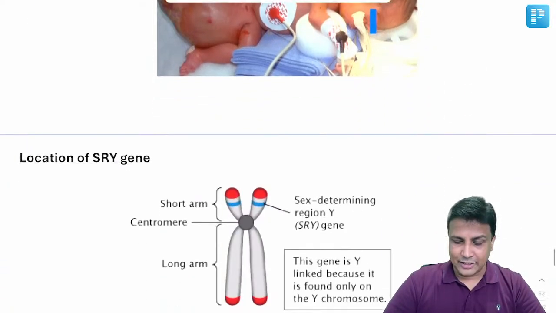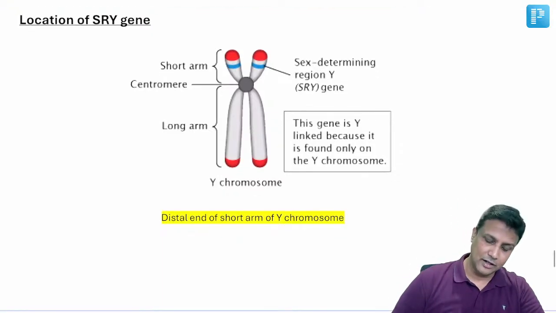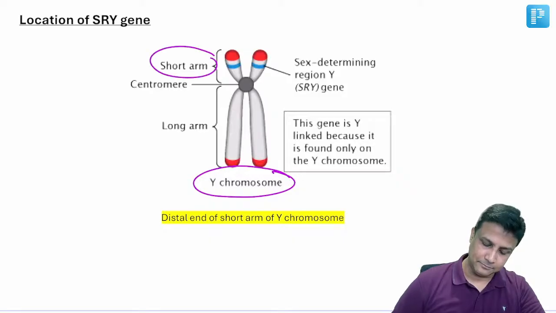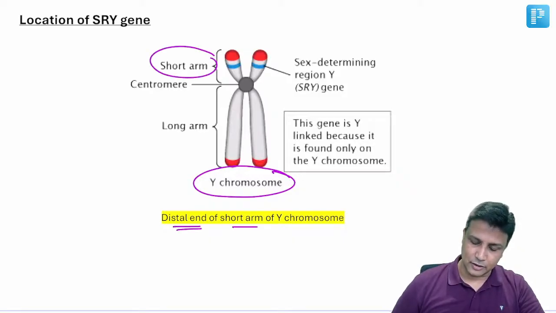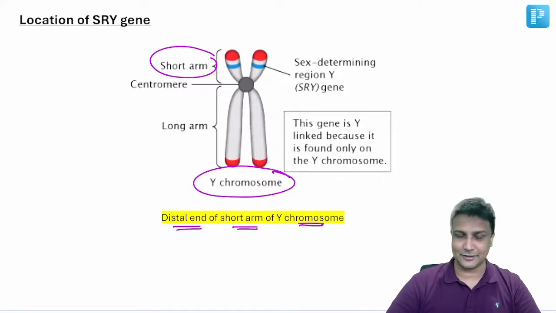One more question asked in your INI-CET exam is the location of the SRY gene. SRY gene, where is it located? Remember, it is located on the Y chromosome, and that too on the short arm, at the distal end of the short arm of the Y chromosome. Your SRY gene will be located there.